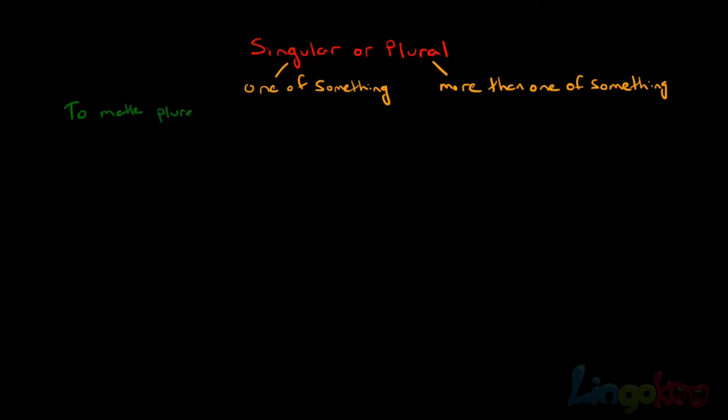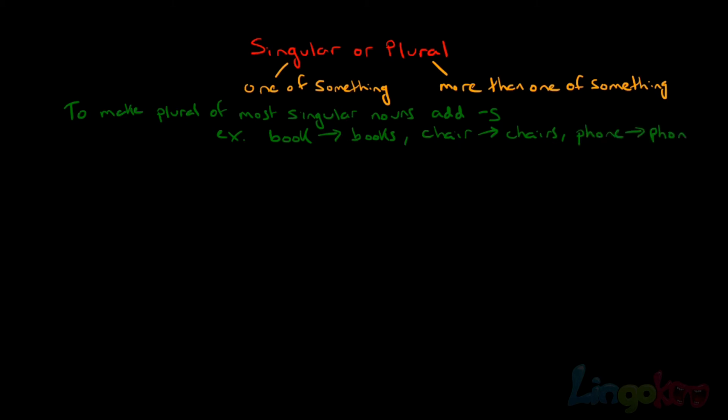To make the plural of most singular nouns, what we're going to do is add an S. So for example, book becomes books, chair becomes chairs, and phone becomes phones. And all we do here is add an S at the end of the singular noun to make it plural.